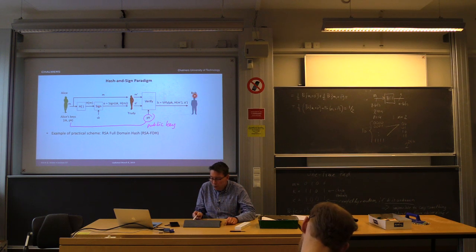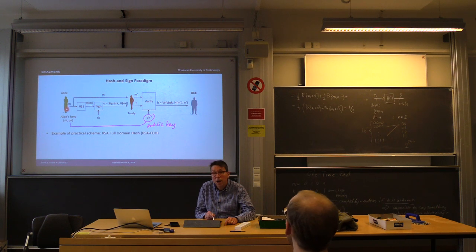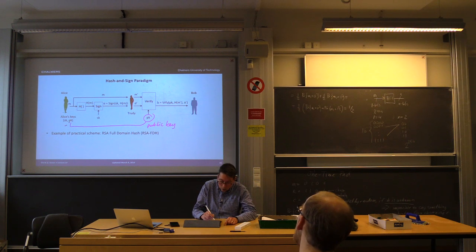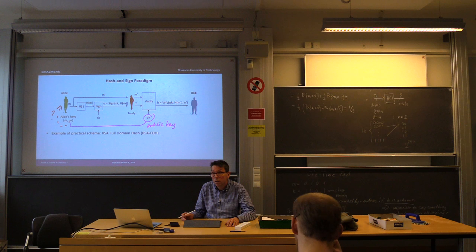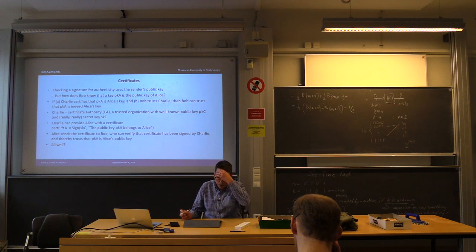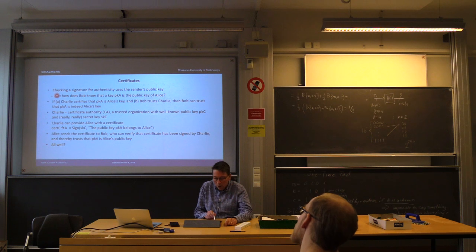But how does Bob know that this public key actually belongs to Alice? How do we know the connection between PK and Alice? How do we know that this is true, that Alice actually is the person with this public key? So here's where certificates come into play. Checking a signature for authenticity uses the sender's public key, but how does Bob know that a particular public key is the public key that Alice has and nobody else?